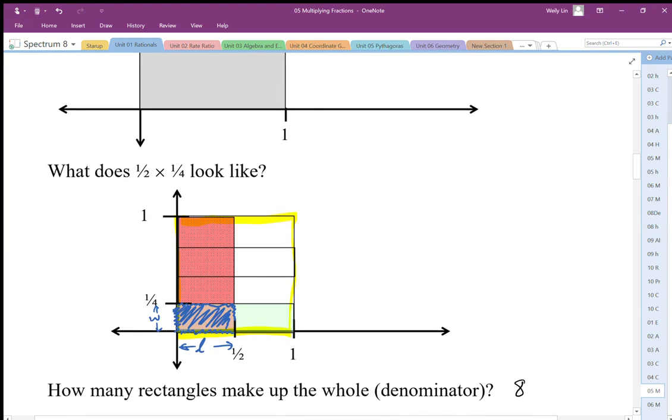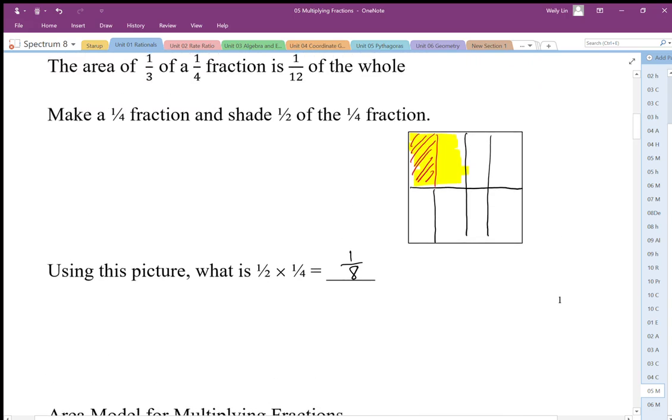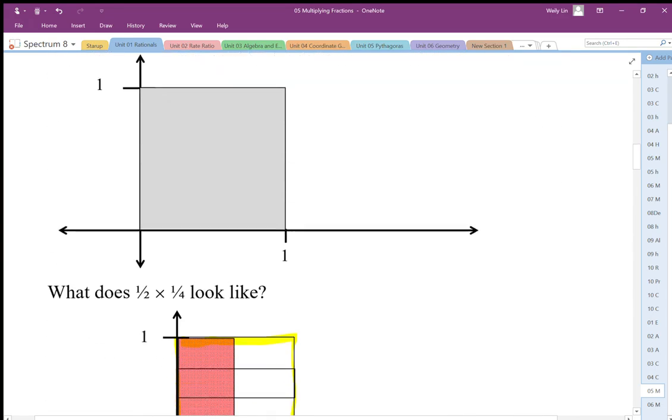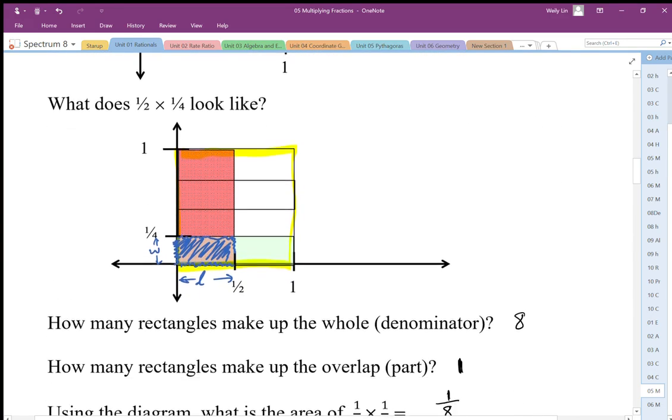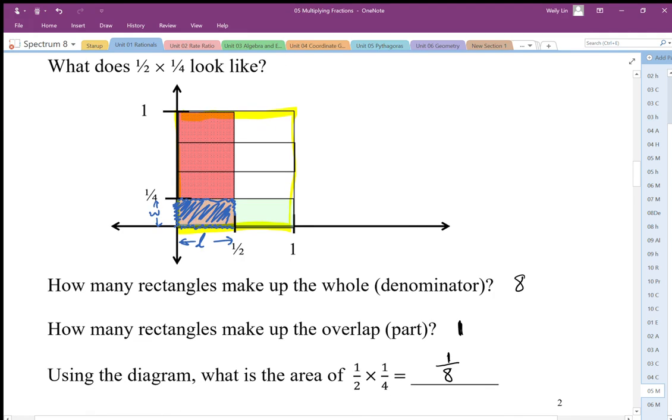If I go back, that was my answer here as well when I used language. 1/2 of a 1/4 fraction, that was 1 out of 8. So we have both methods confirming that this is in fact true. We should be fairly confident with the area model, because we use the area model a lot in math to confirm our multiplication facts.